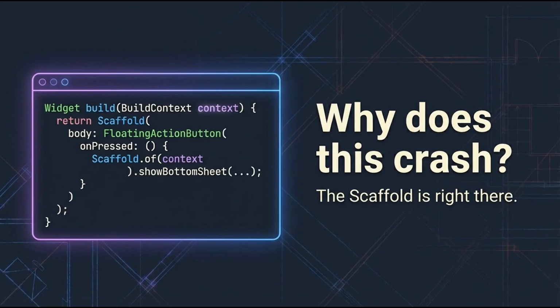Look at this code. We have a scaffold, and inside it, we try to show a bottom sheet using Scaffold.of(context). Why does this crash? The scaffold is right there.